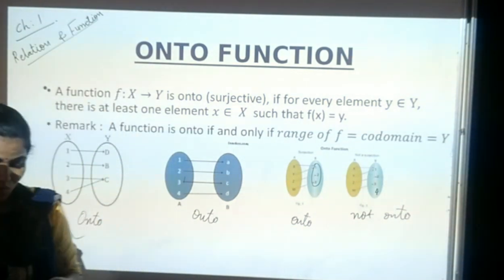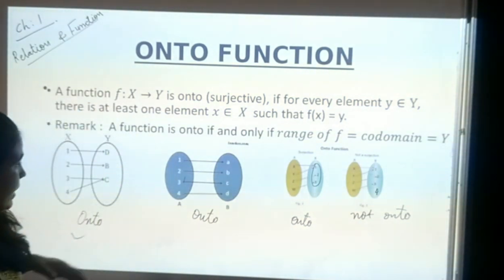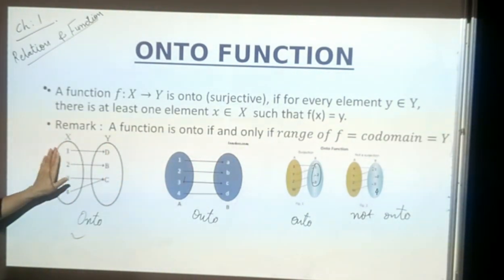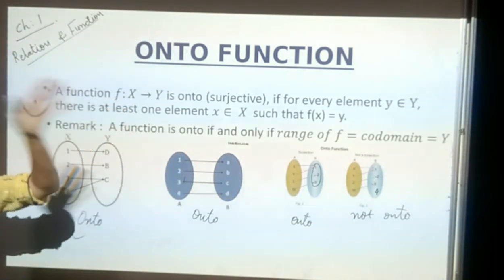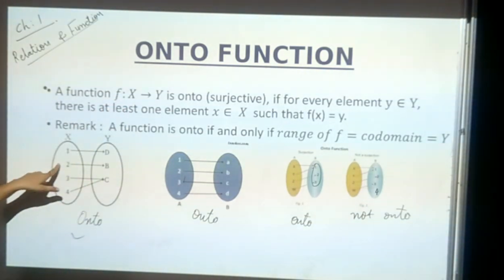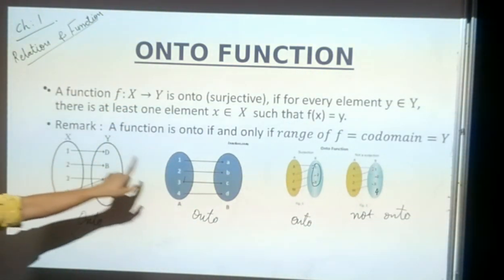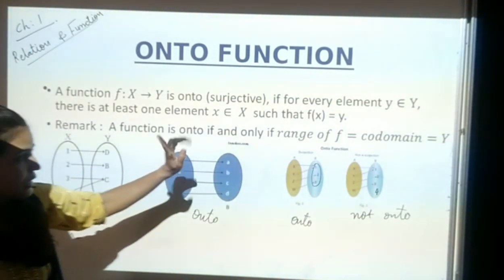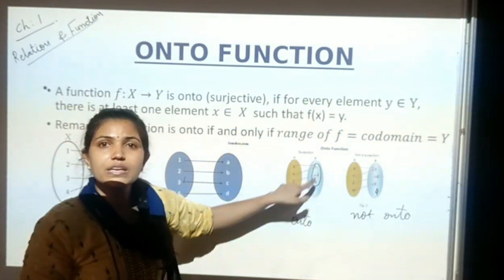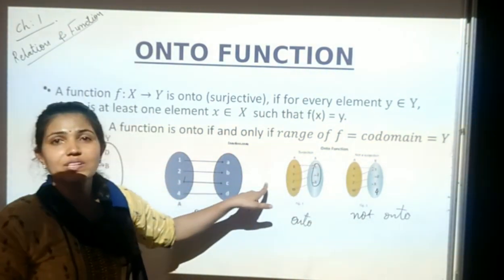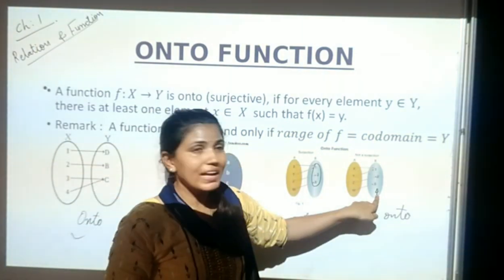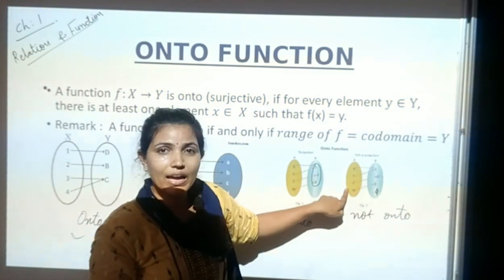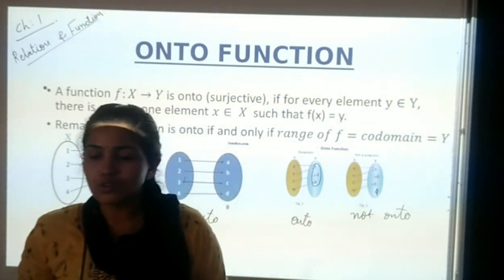So understood, student, what is an onto function? That is, for every element belonging to y, there exists some element x such that f of x is equal to y. That is called onto. This is the onto function. This is also onto because for every element we are having some pre-image. This is also onto because for every element we are having some pre-image. But here one element we can find which is not the image of any element of x. Therefore, it is not onto.